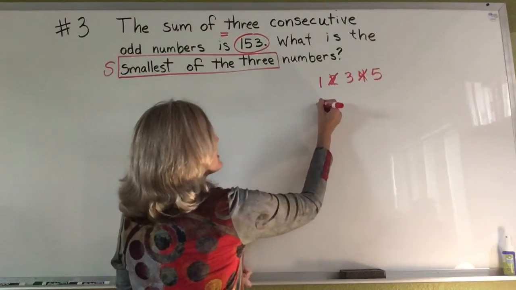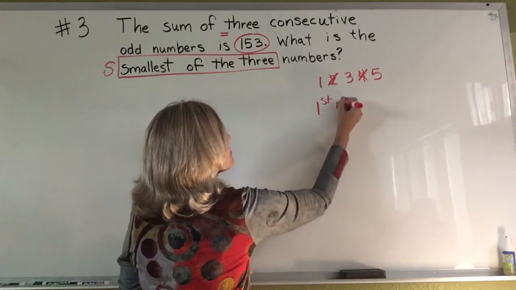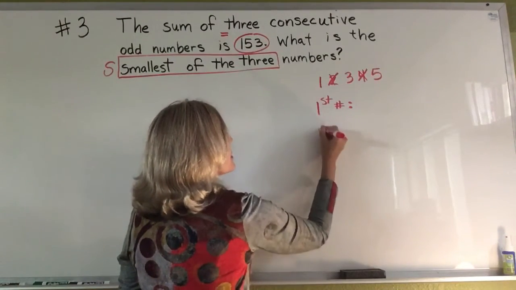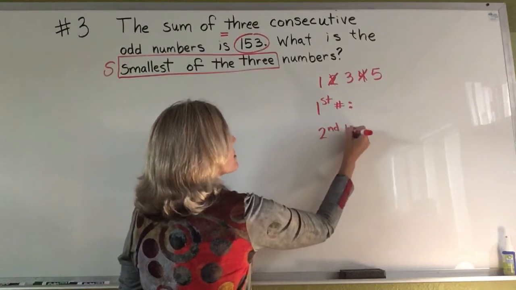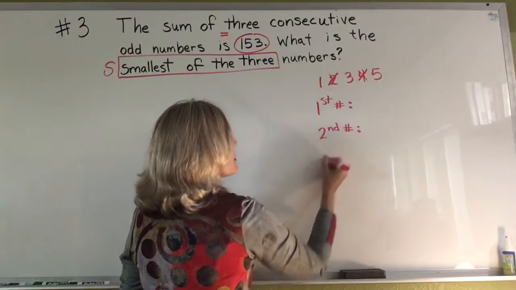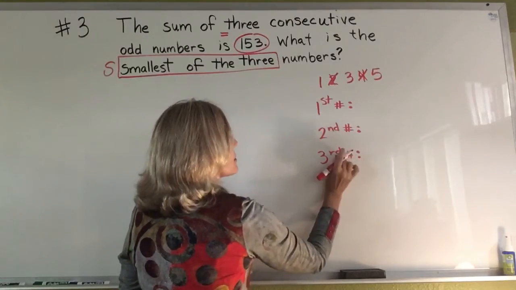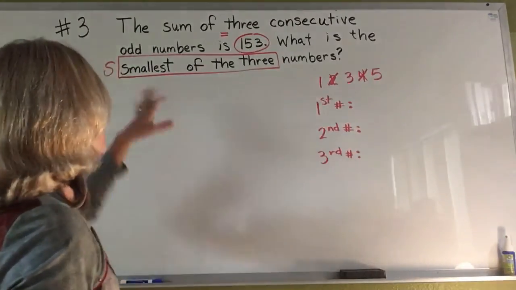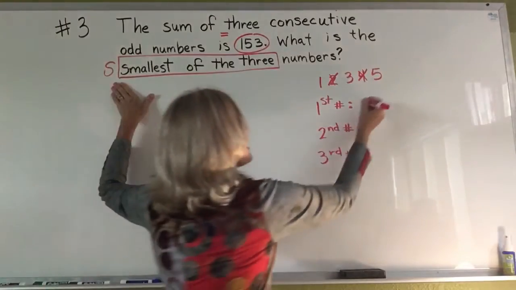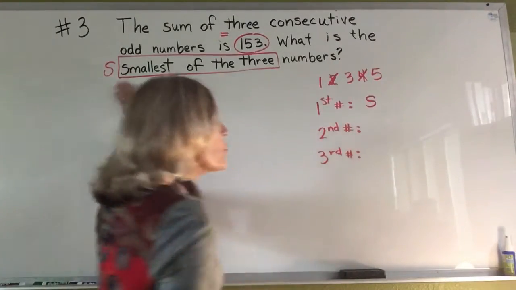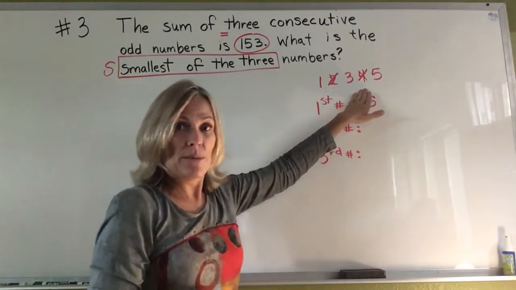So I'm going to write down first number, second number, third number. And I can use this as a reference to help me out. So the smallest number I'm going to set as S. Well, let's look at the example that we made.